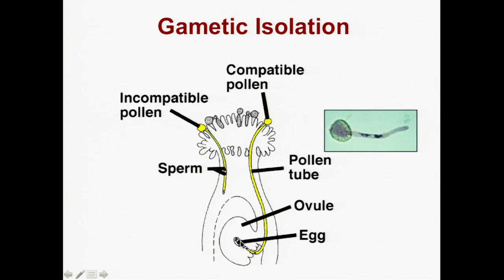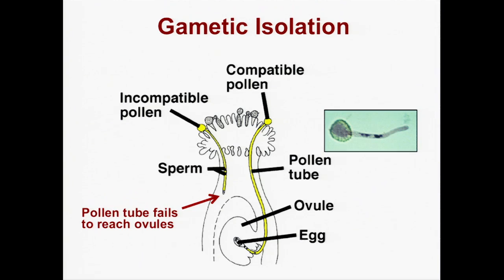But if it lands on the wrong species, then it's incompatible, okay? And so the sperm may be trying to get in there, but the pollen tube doesn't grow long enough to reach the ovules. So here, the gametes actually made it to the individual of the other species, but it couldn't make it all the way to the egg, and that's called gametic isolation.